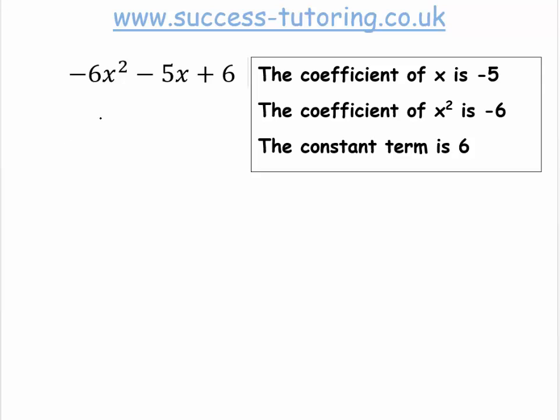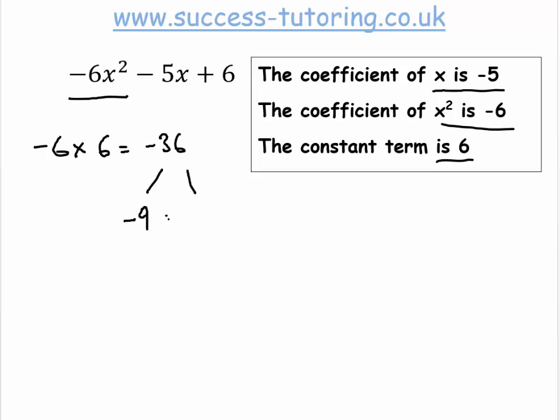Having a look at this question now, we can see that the coefficient of x squared is minus 6, the coefficient of x is minus 5, and the constant term is 6. So I'm going to go ahead and multiply the coefficient of x squared by the constant, which will give me minus 36. I'm going to find my factor pairs, and I think it's minus 9 times 4, which will give me minus 36. And if I did minus 9 add 4, that's going to give me minus 5. So we have our values that we need.